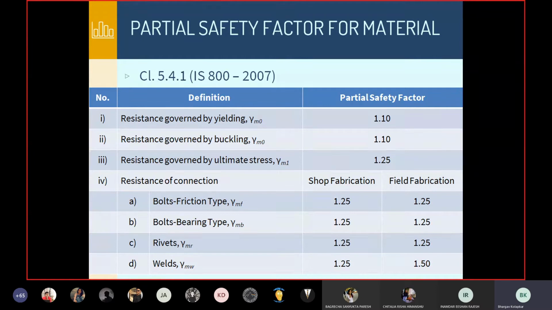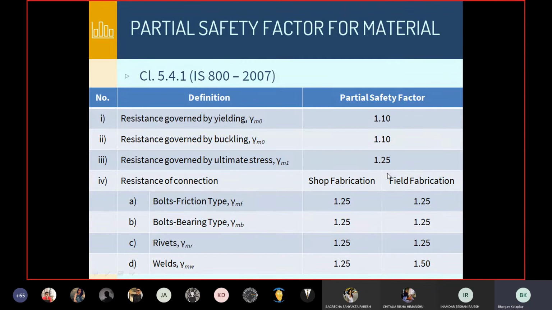The failures which are gradual, like yielding, is a gradual failure. You saw that flat portion in the graph. We have a certain margin of safety there inherently. When the failure is gradual, you have a lower safety factor. When the failure is sudden or brittle, you have a higher safety factor. So it depends on the type of failure. If it's a yielding failure or a buckling failure, there is a lower safety factor. If it's ultimate stress, there is a higher safety factor.